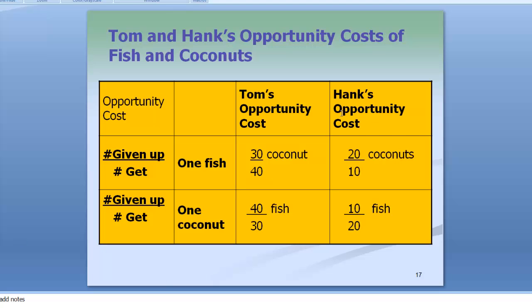Next, we look at Hank's opportunity cost of production. Let me pause here and have you evaluate Hank's opportunity cost of production. Go back and look at the numbers for Hank's production possibility frontier. Determine the number Hank is going to give up relative to the number that Hank is going to get when he produces fish, and do the same thing for Hank's production of coconuts. And when you're ready, proceed to the next slide to see the solution.